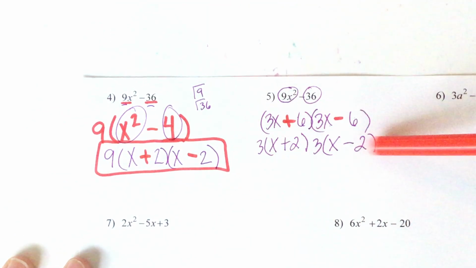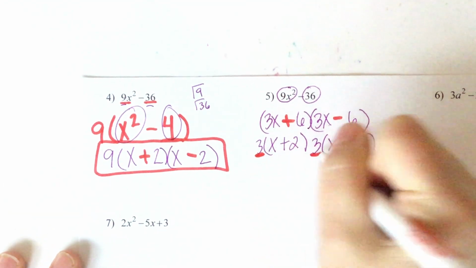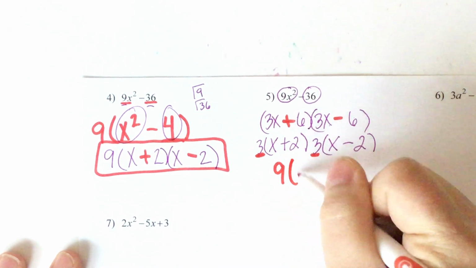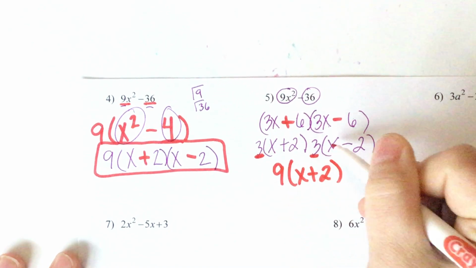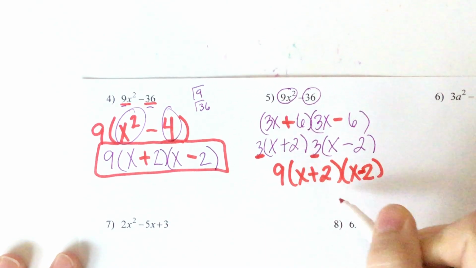See how they're all smushed together? That means you're multiplying. So let's go ahead and multiply the 3 and the 3. So 3 times 3 is 9. And then I recopy the x plus 2. And I recopy the x minus 2. And now do you see? It looks the same?